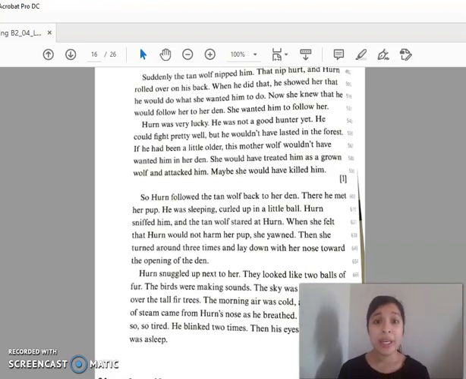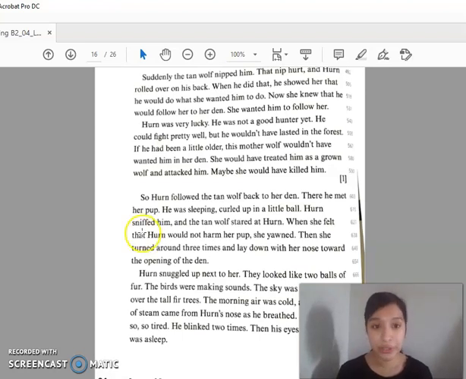Hearn was very lucky, but he wouldn't have lasted in the forest. If he had been a little older, his mother wolf wouldn't have wanted him in her den. She would have treated him as a grown wolf and attacked him. Maybe she would have killed him. So, what did Hearn do with the wolf? Yeah, he was playing with her, so that showed that he was a little baby and that he was going to follow her to her home.